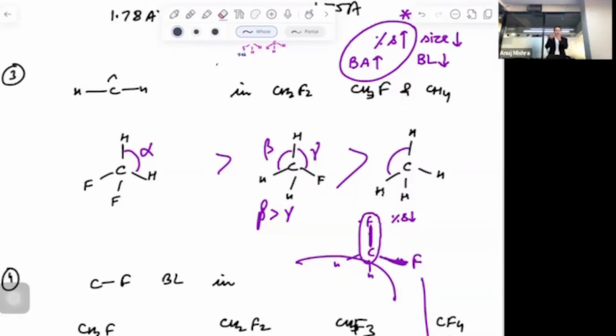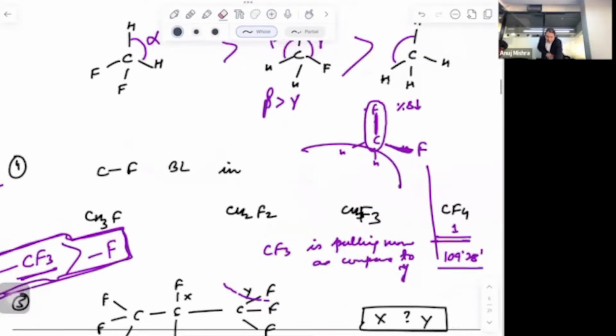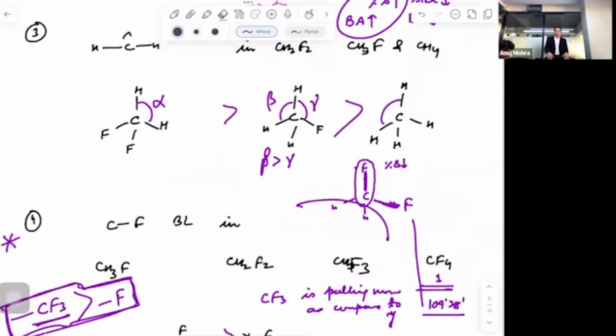So answer आपका ठीक है, but CF4 आप वहाँ पे miss कर रहे हो. Is it clear? CHF3 is fine, but the correct answer will be this. Number 1 will be CF4. How about CH3F, CH2F2 and CHF3? How are you going to place them? So CF4, CHF3, CH2F2, CH3F.